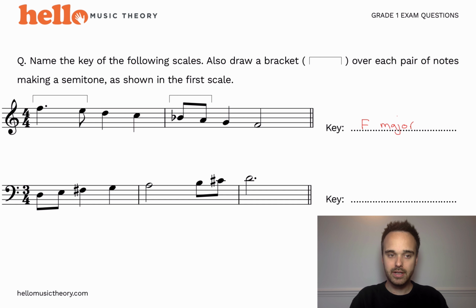Now they've already done the brackets over the semitones, but an F to an E is a semitone and a B flat to an A is a semitone, so they've drawn the brackets over. Let's do the next example ourselves.